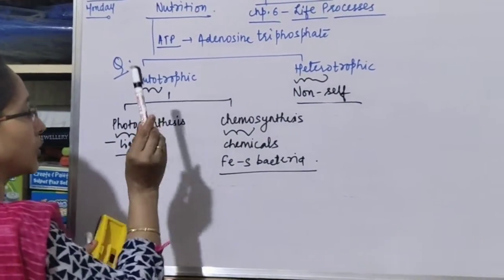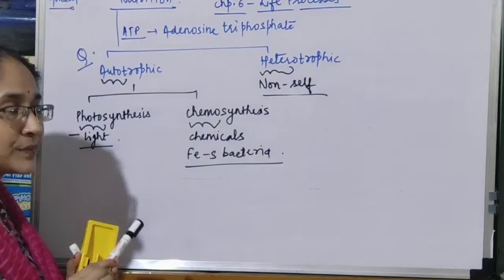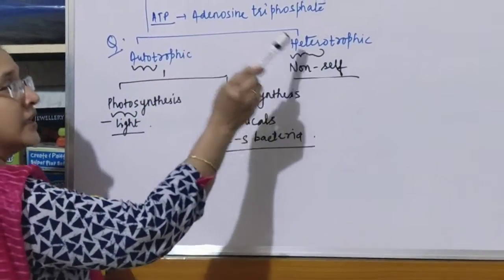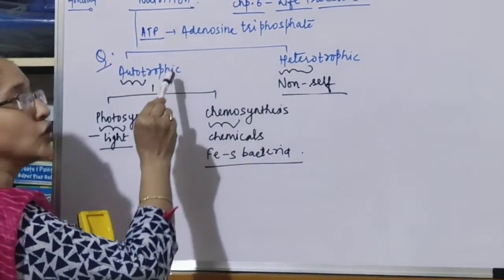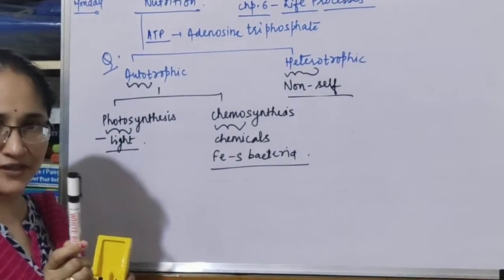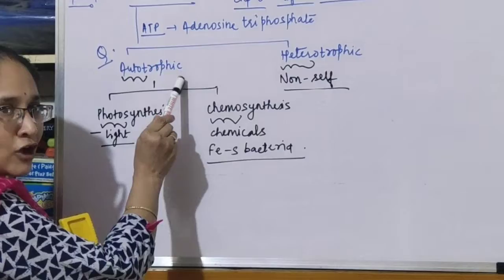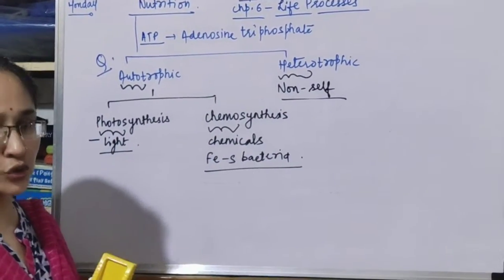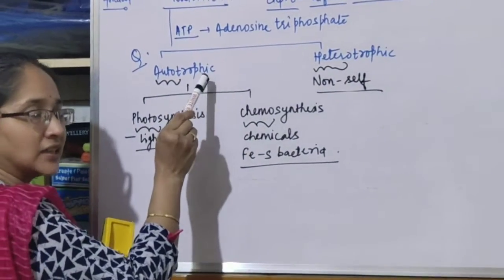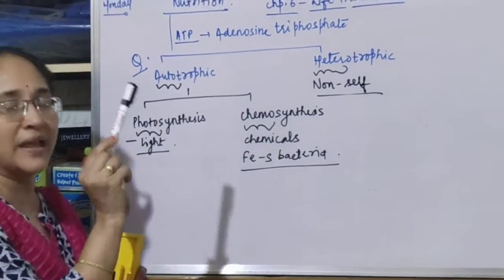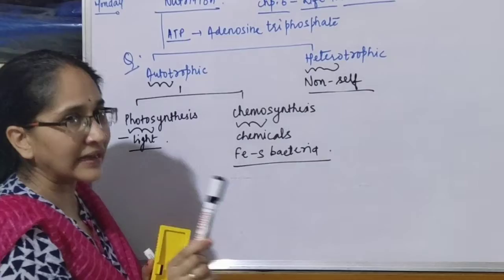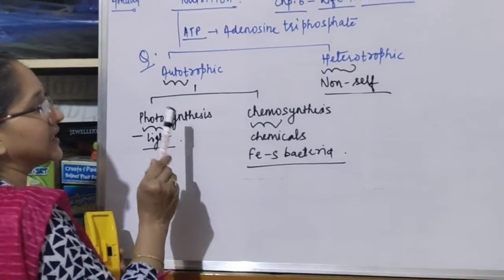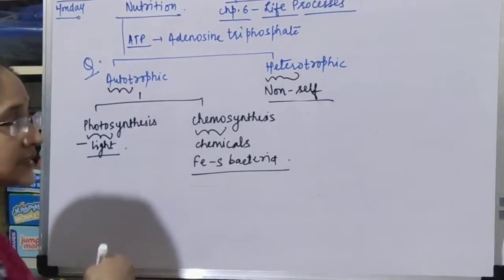So now when we talk about the difference between auto and hetero: here the organisms can prepare their own food, here they cannot. They are dependent on the autotrophs. That is the first point of difference. Second, autotrophs can carry out photosynthesis and chemosynthesis. Here they cannot do so. The third difference, autotrophs have got the pigment chlorophyll. Here they lack the pigment chlorophyll. Next, autotrophic nutrition can be further divided into photosynthesis and chemosynthesis.